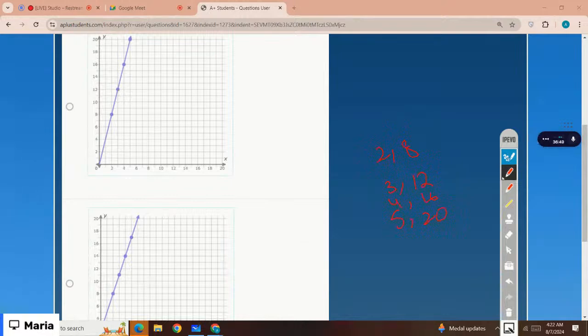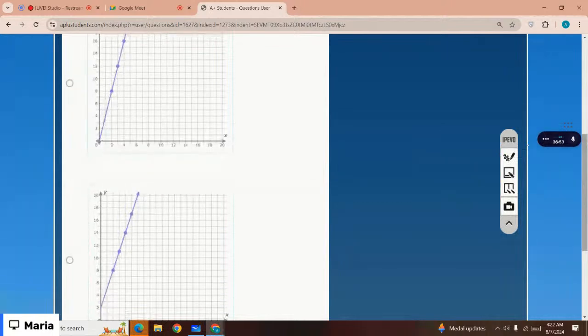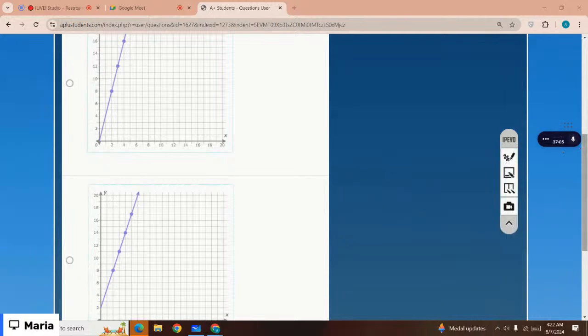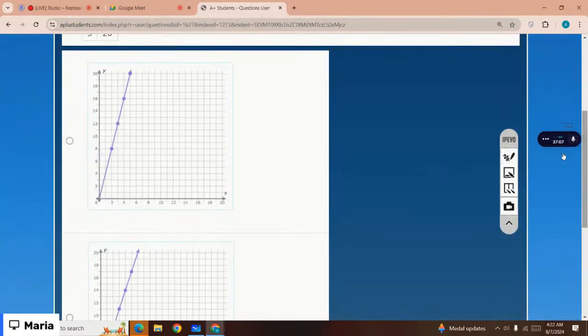You have to match these values with both the graphs, and you have to see which is the correct option. So x is 2, y is 8, x is 3, y is 12, and option number 1 is the correct option, right? Here you have the last value 5 and 20. So option number 1 is the correct option. You just have to match the table of values with the graph.